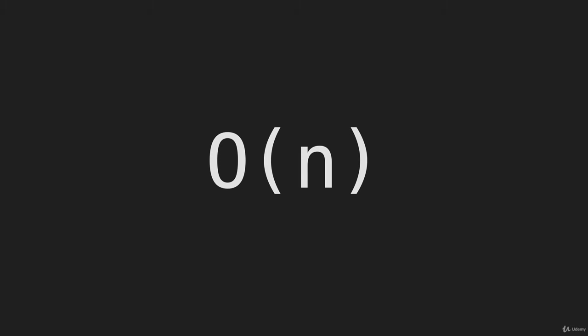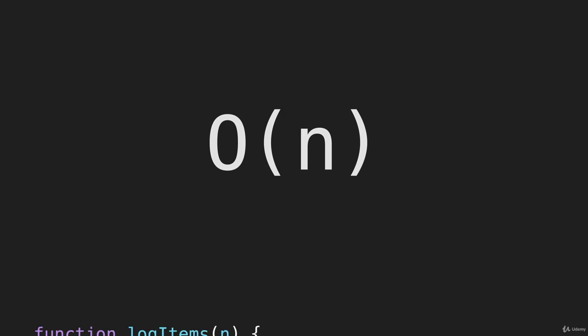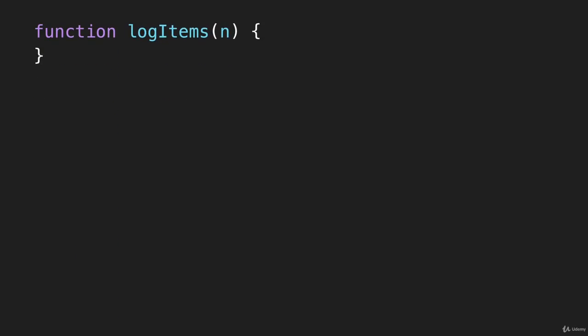So now we're going to look at our first big O notation. And I start with O of n, not because it's the most efficient or least efficient, but because I think it's the one that's easiest to get your head around. So I'm going to explain this with a function. And I'm going to call this function log items, and we're just going to console log out some items.